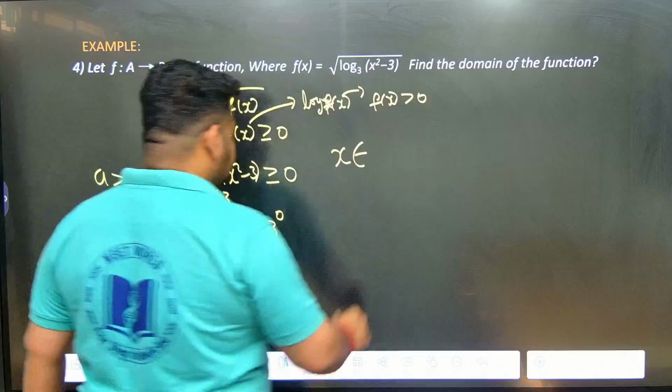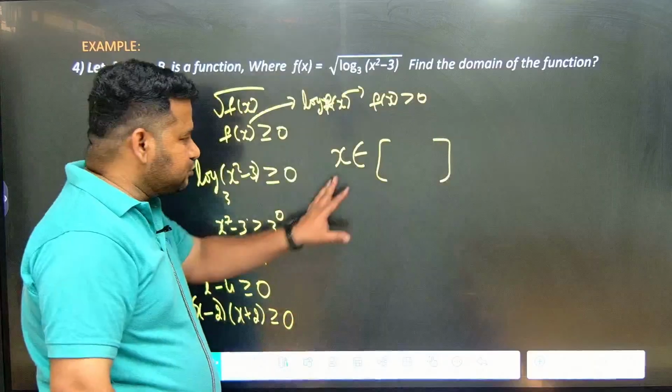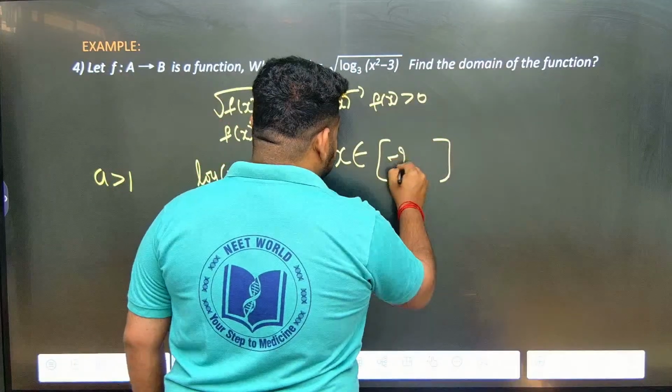This is a positive value. X belongs to what? I can write it as X belongs to a closed interval, because greater than or equal to 0 means I should use a closed interval. X belongs to [-2, 2].